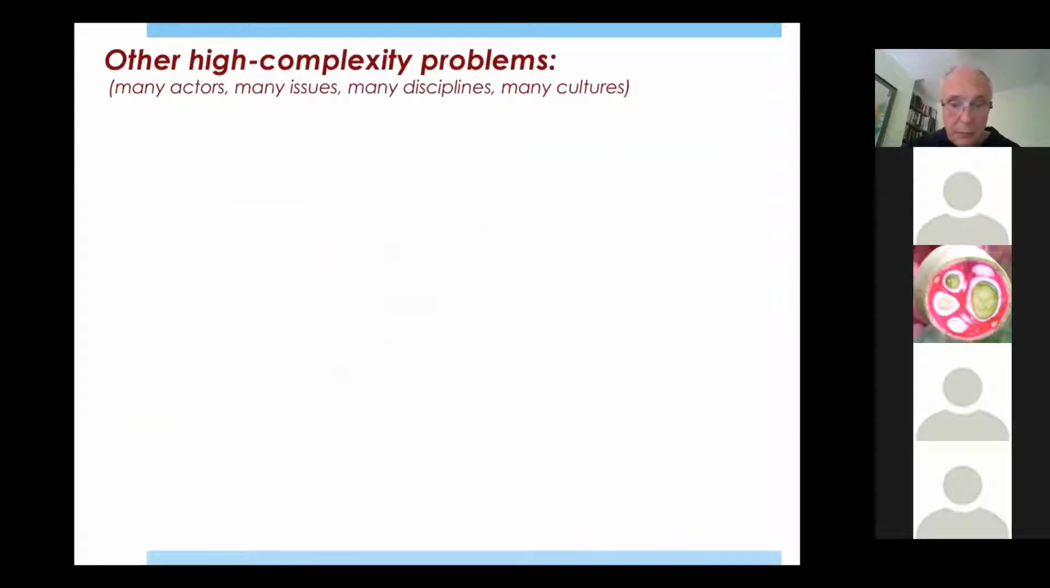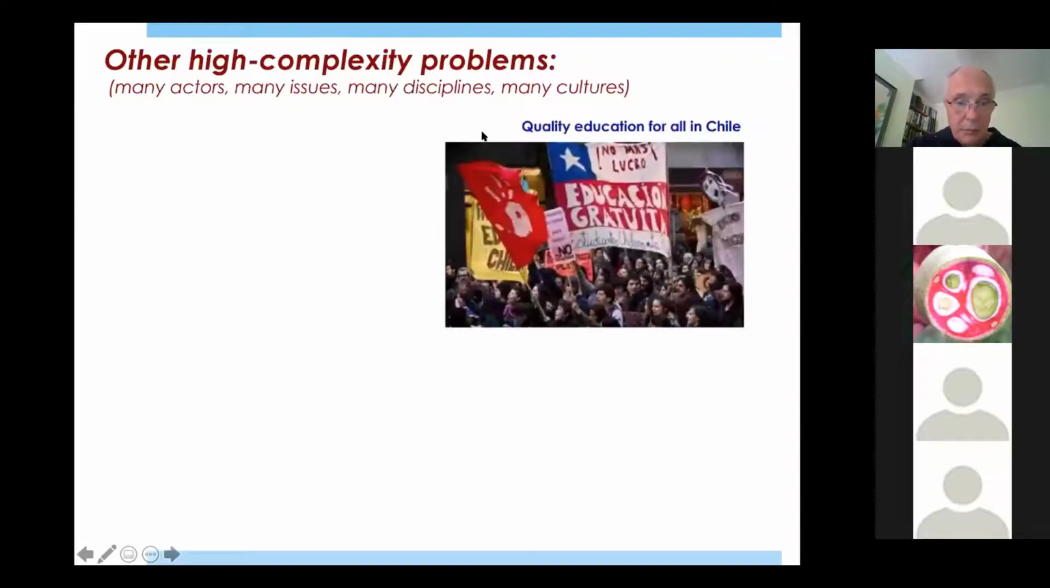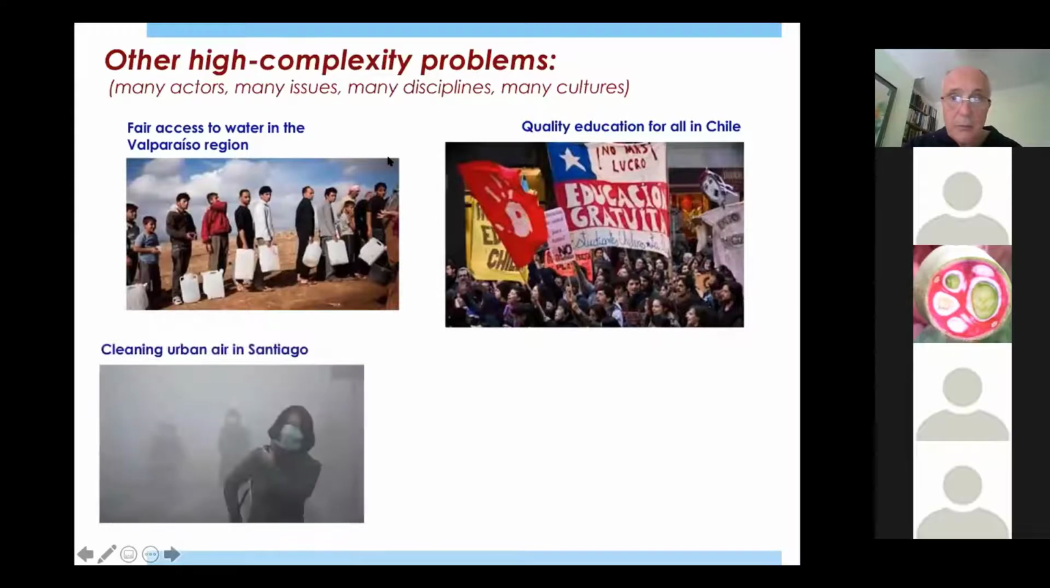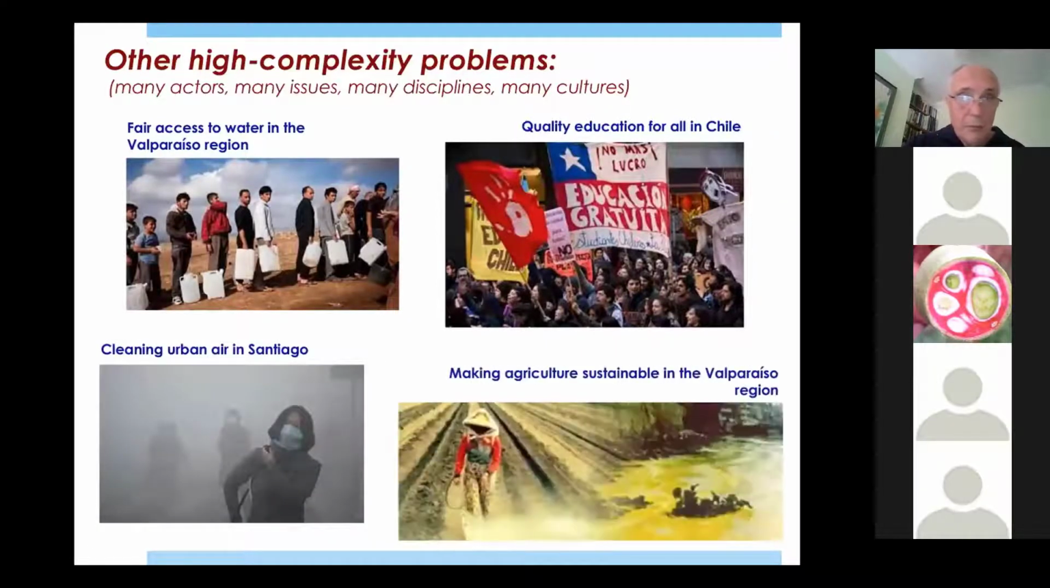Other high complexity problems with these characteristics, many actors, issues, disciplines, cultures. For instance, quality education for all in Chile, or fair access to water in the Valparaiso region in Chile, or cleaning urban air in Santiago, or making agriculture sustainable in the Valparaiso region. You may notice that all of these are concrete and placed, located.